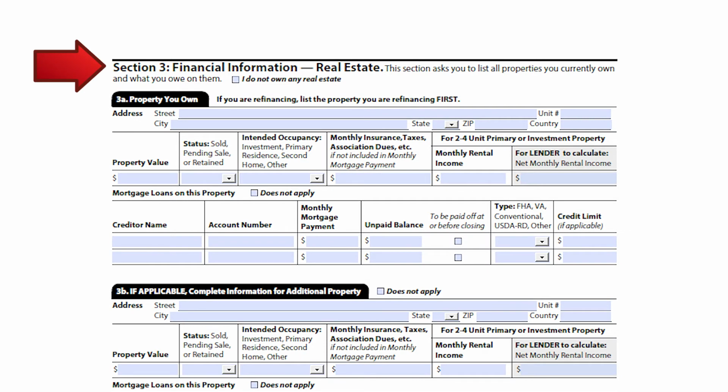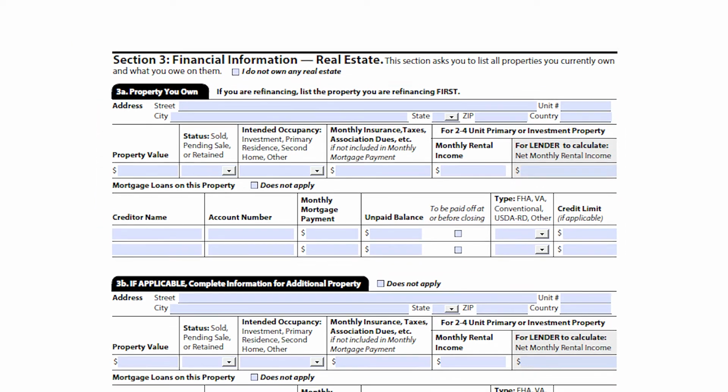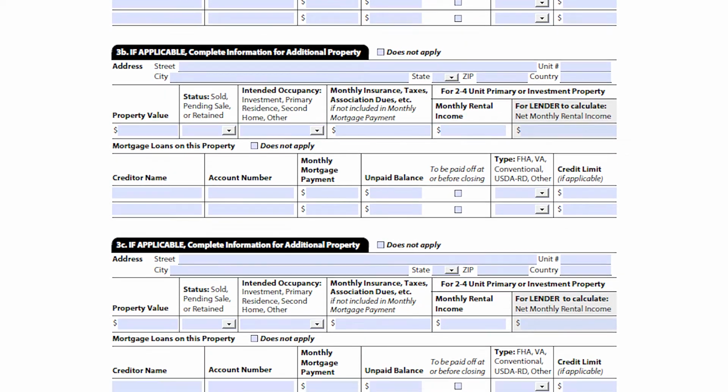Section 3, Financial Information, Real Estate. This section asks you to list all of the borrower's properties that they own. Each subsection is for an additional property. Only fill out this section if applicable to the borrower. If they do live in a home currently, they will need to list that home as their current residence.